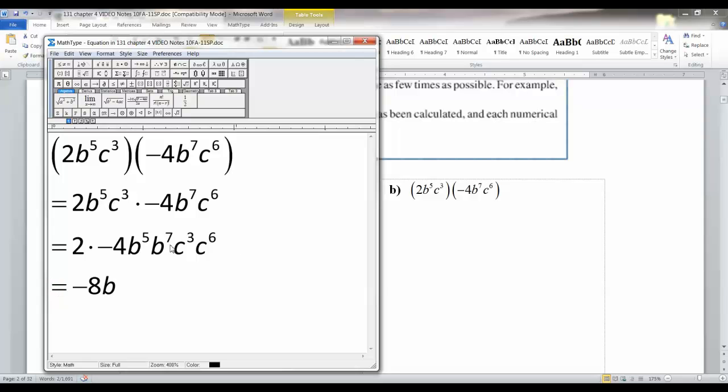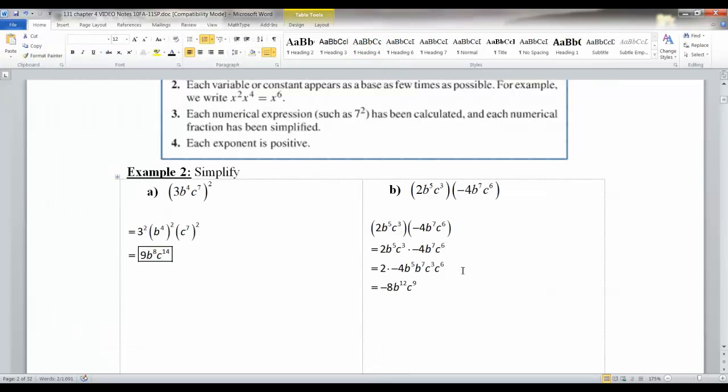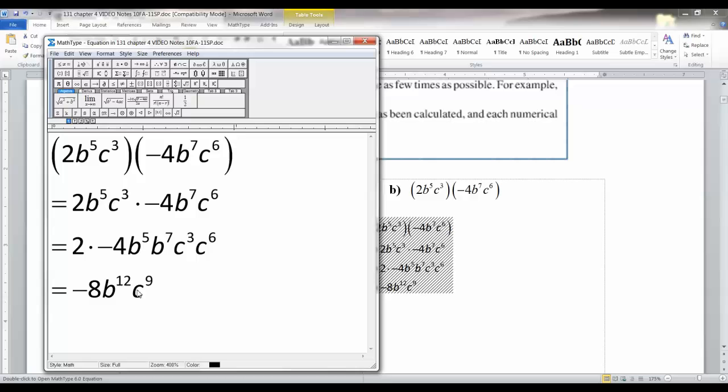B to the, now what do you do here? You have a base to the fifth power and a base to the seventh power. That means you have 5 b's on this first one and 7 b's on the last one, which means you have 12 total. You're adding those powers, right? 5 plus 7, if you will. And then c to the, you have 3 here and 6 more, which means you have 9 altogether. Oops. Put that box around that.